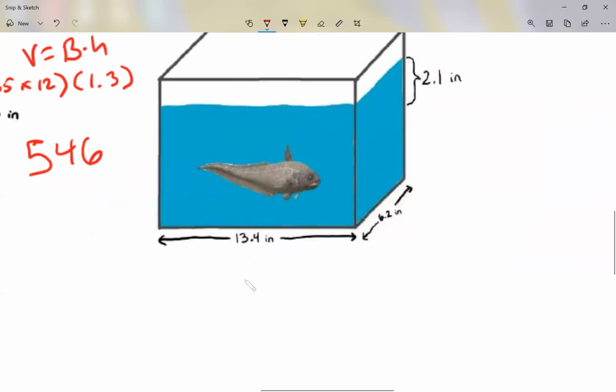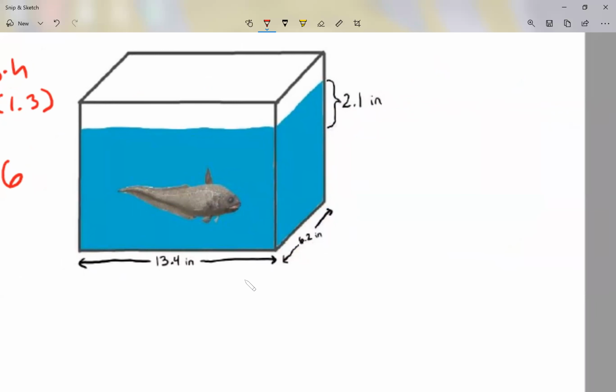Same thing, we can measure fishes. Let's say I have a fish tank now that is 13.4 by 6.2. When I look at my measurement here, it's 13.4 by 6.2. And the water moved up by 2.1 inches. Let's imagine there's the back. So I'm looking at a prism.